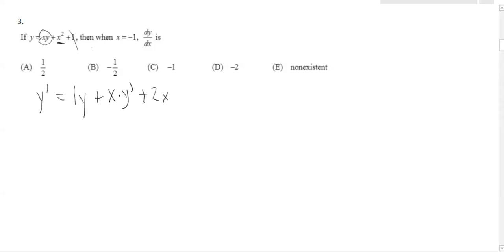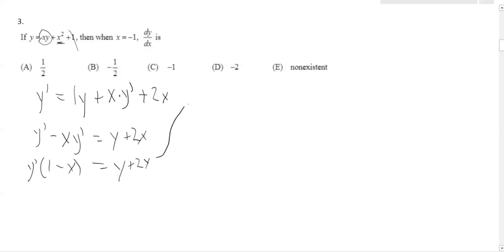Now we have to solve for y prime. So collect your y prime terms on one side. So subtract the xy prime to the other side. And then you'd have y plus 2x. Factor out a y prime. You'd have 1 minus x times y prime equals y plus 2x. So y prime equals y plus 2x over 1 minus x.